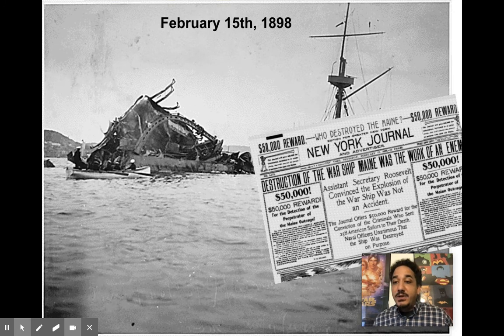This is what the newspapers said the next day: destruction of the warship Maine was the work of an enemy. And specifically, they're saying that it was the work of some sort of Spanish naval people. Now, that's not true. Almost certainly that didn't happen. Just common sense tells you that a person is not going to walk underneath a boat in the middle of the night with a huge, huge mine that's bigger than themselves, throw it up in pitch black without getting lost. Like, it just doesn't make sense.